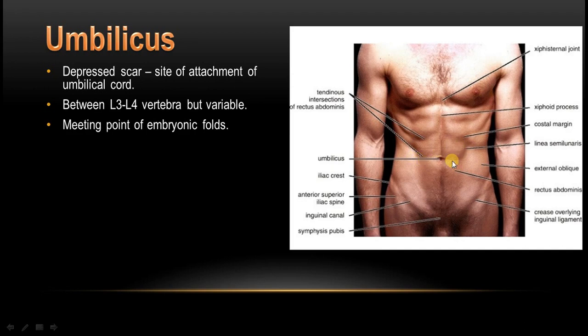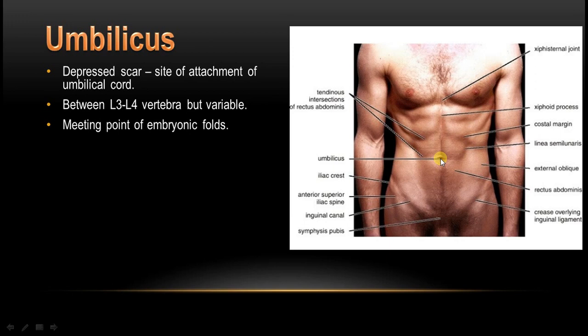Now, the importance of the umbilicus: it is the meeting point of the embryonic folds. A two-dimensional embryo becomes three-dimensional when it gets folded. Before the formation of these folds, the embryo is in the form of a flat, two-dimensional disc. The two lateral folds, the head fold and the tail fold all meet at the region of the umbilicus. It is also the site of attachment of the fetal end of the umbilical cord.